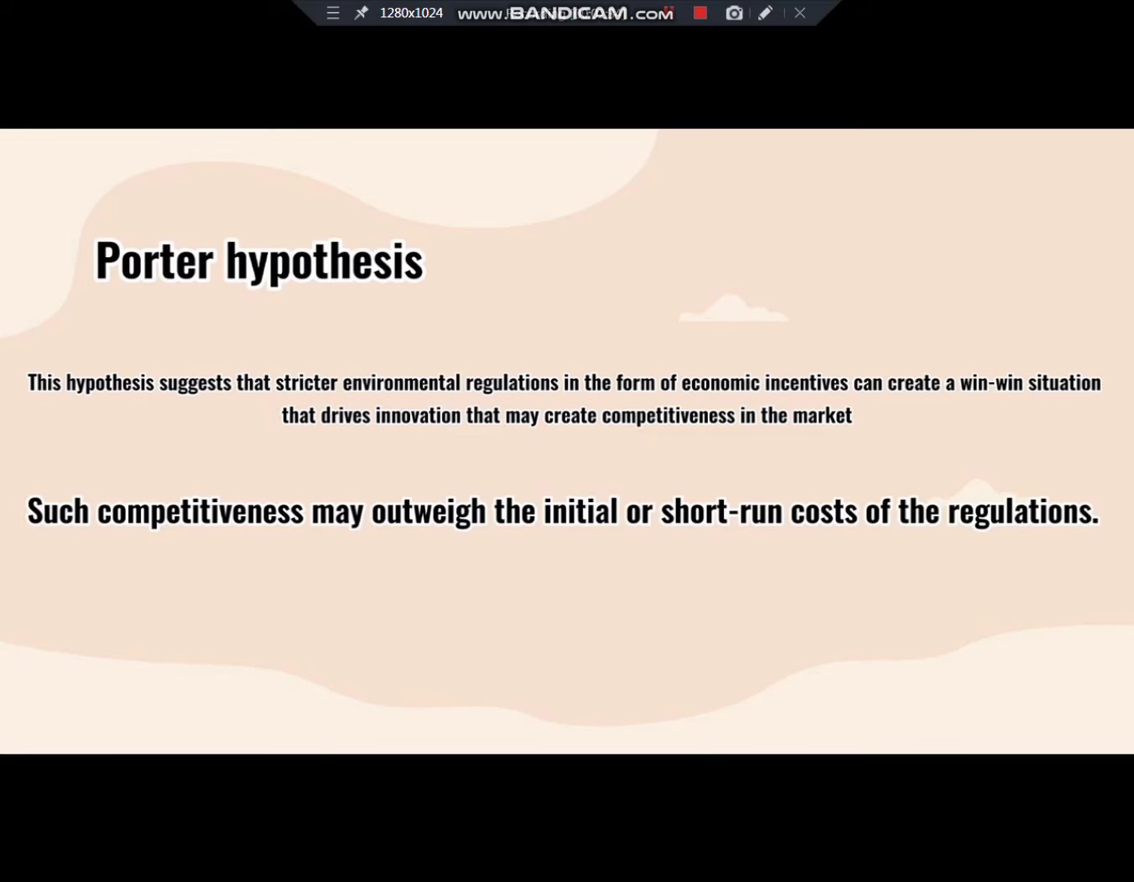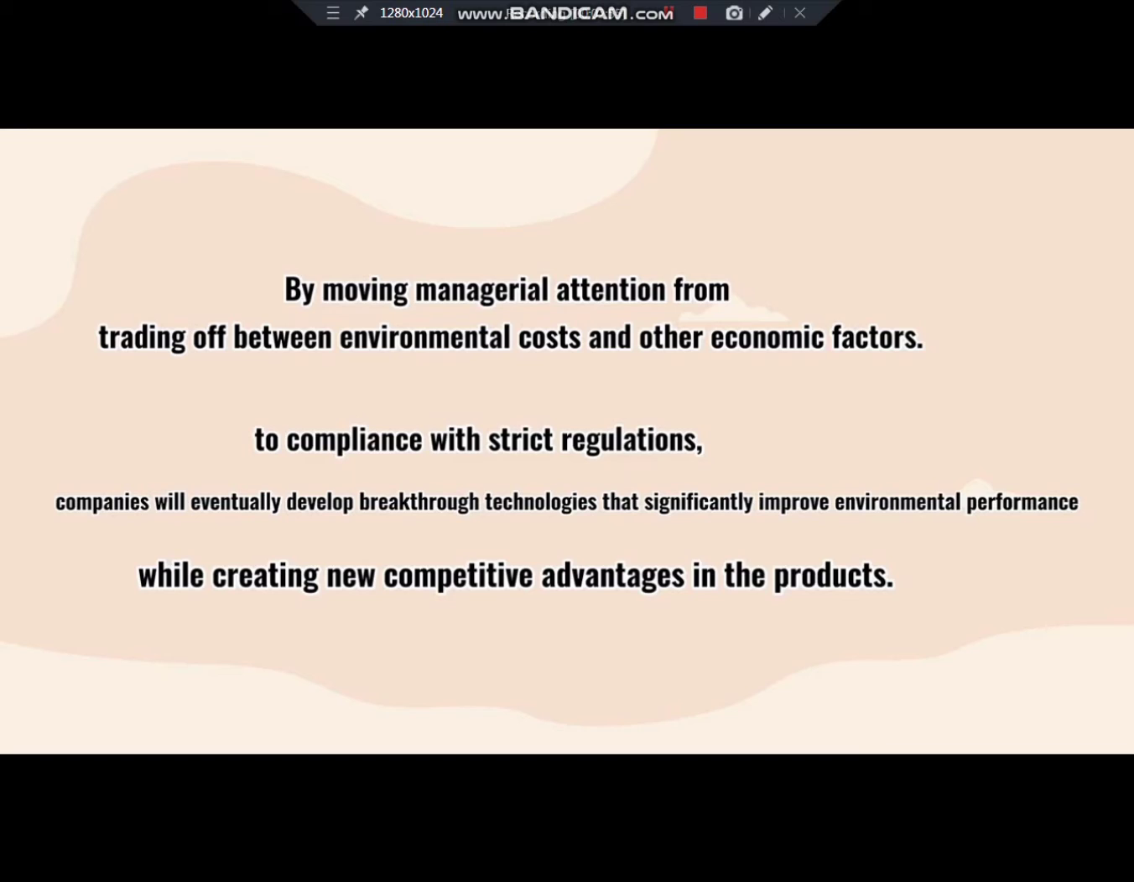This hypothesis suggests that stricter environmental regulations in the form of economic incentives can create win-win situations that drive innovation that may create competitiveness in the market. Such competitiveness may outweigh the initial or short-run costs of the regulations. By moving managerial attention from trading off between environmental costs and other economic factors, and complying with the strict regulations, companies will eventually develop breakthrough technologies that significantly improve environmental performance while creating a new competitive advantage in the products.